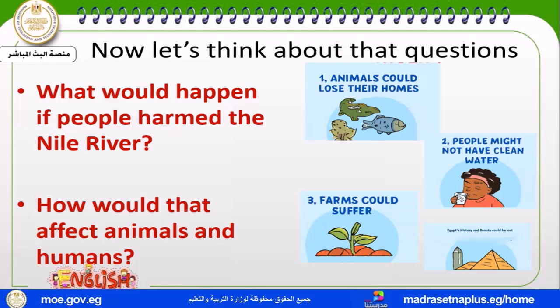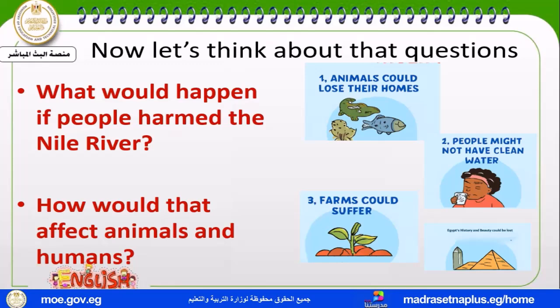Also, farmers could suffer. Why will farmers suffer? Farmers will suffer because they use water from the River Nile, which is not clean and safe, to water their plants. So these plants will not grow well. So farmers will suffer. Crops will not be good enough.